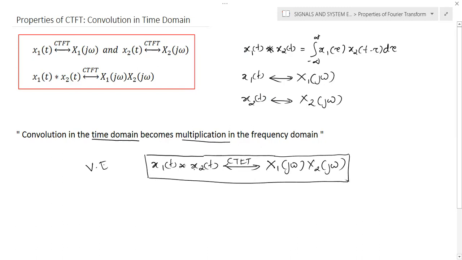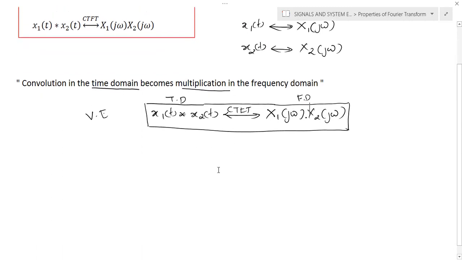So x1 of t convolution x2 of t, that's a time domain equation. When you move to frequency domain, this operation becomes simple multiplication. So here it is simple multiplication, here it is the convolution operation. And now we can discuss the proof.